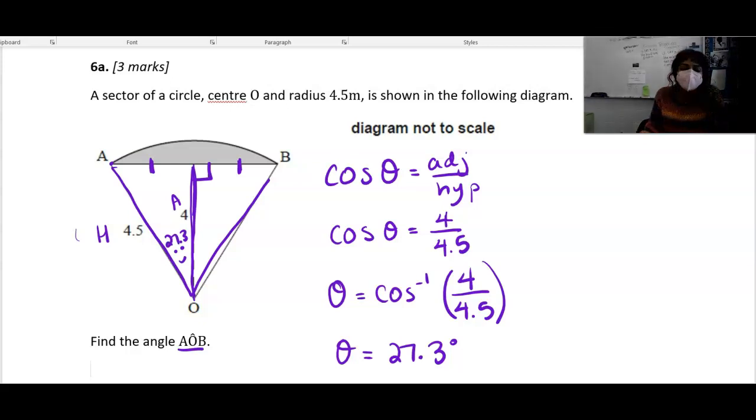Do you guys remember the information about similar triangles? Is this not an SAS situation? Side, angle, side, similarity? So that means that this side is also 27.3. And so what is my total going to be? 54.5 degrees.